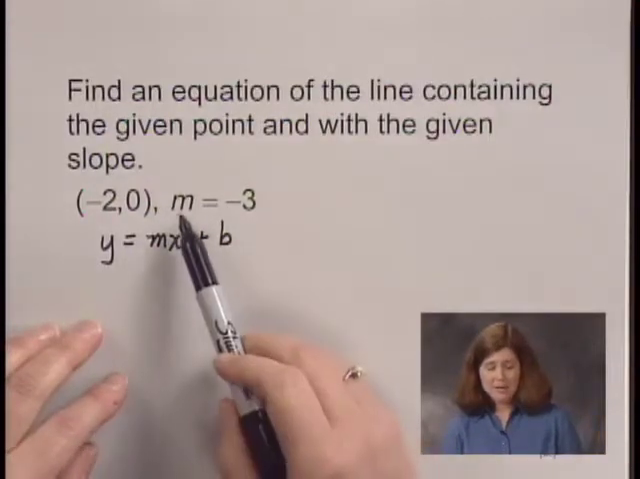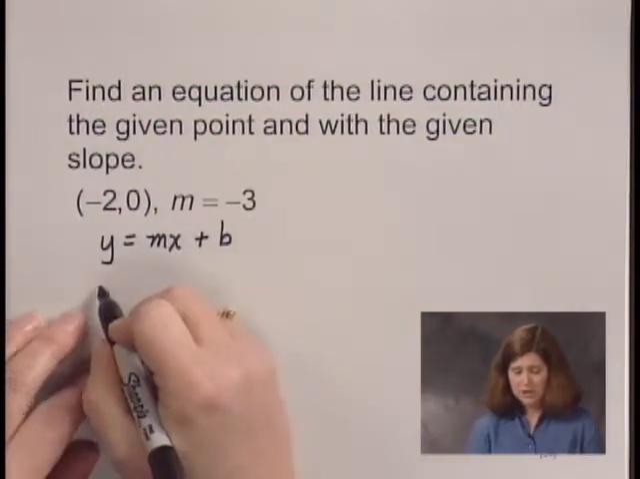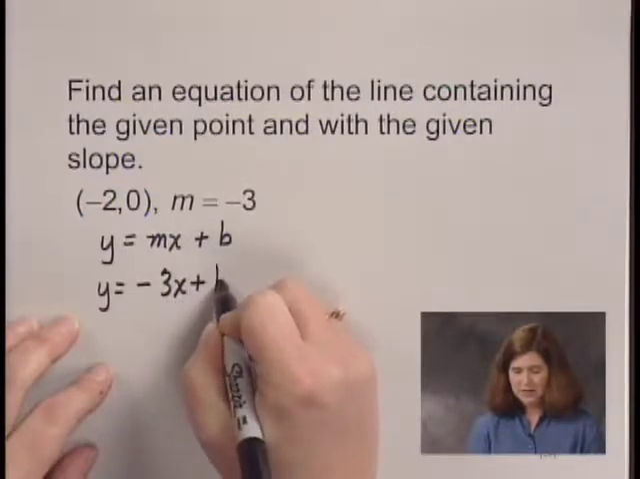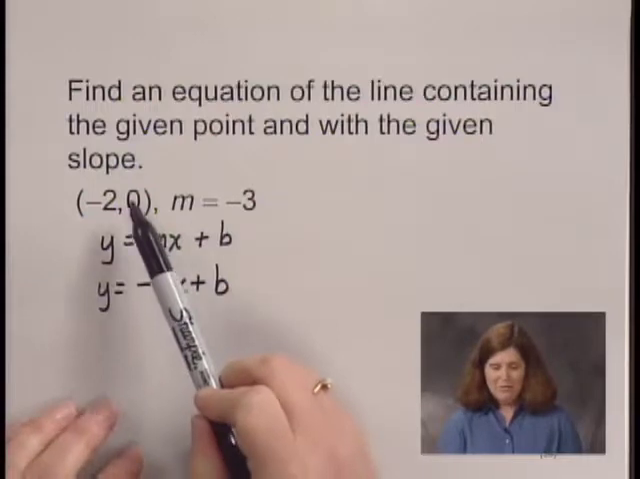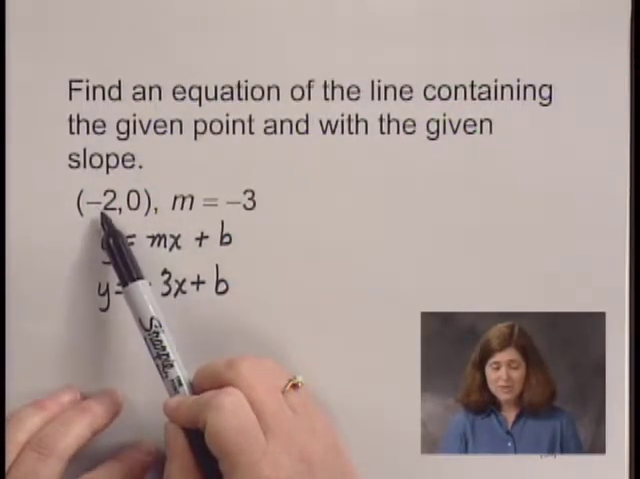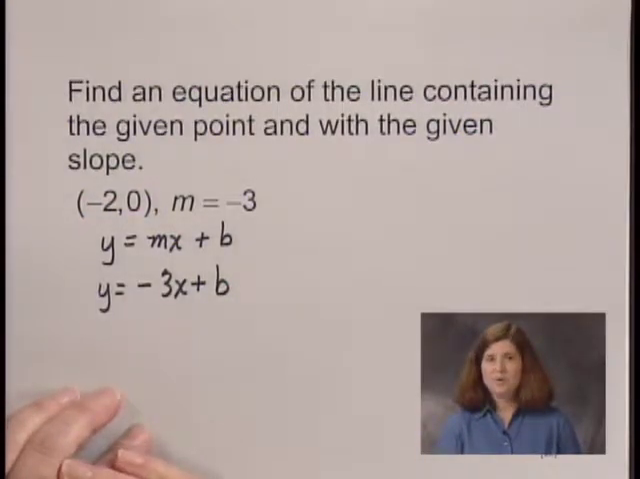We know what m is. m is -3. So we can substitute that for m in the equation, and we have y = -3x + b. However, we're not given the y-intercept. Be careful, this is the x-intercept, not the y-intercept. -2 is not the value we substitute for b. We have to solve for b.